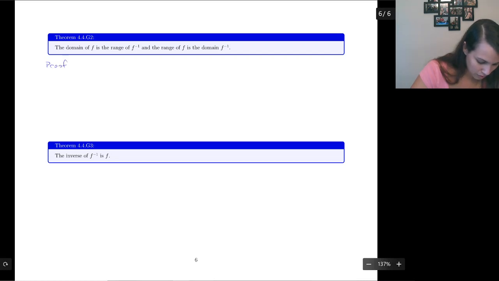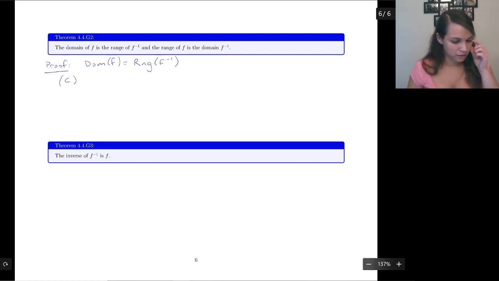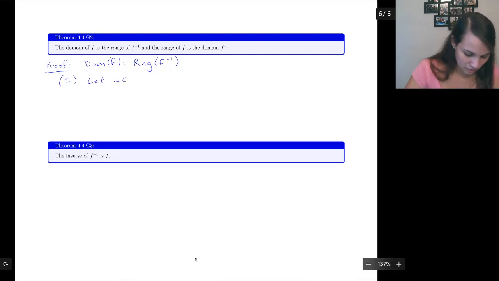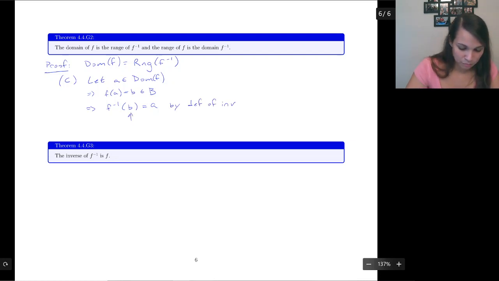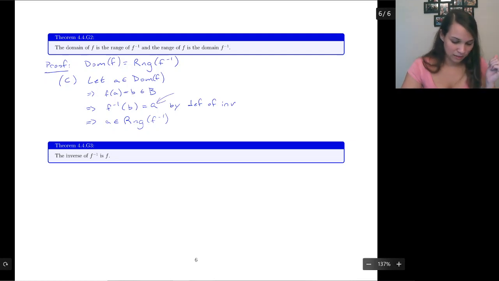So, proof. I'm only doing that the domain of f is going to equal the range of f inverse. So subsets. First, this direction. Let a be an element of the domain of f. Then we can say that f of a is equal to b, which is an element of B. And then f inverse of b equals a by definition of inverse, which means that b is an input for f inverse. So then a would be an element of the range of f inverse because it is the output.